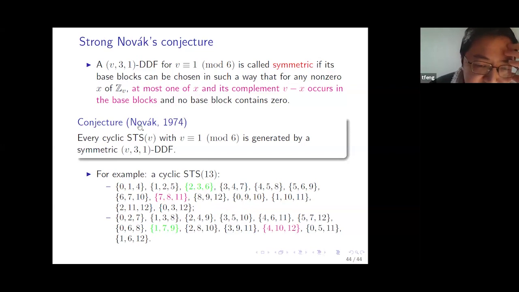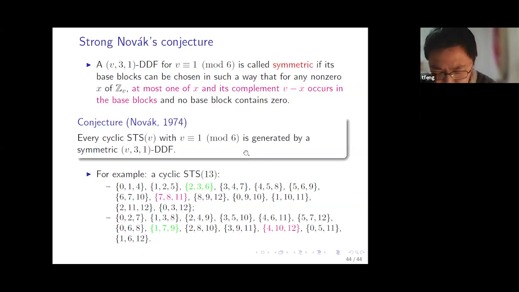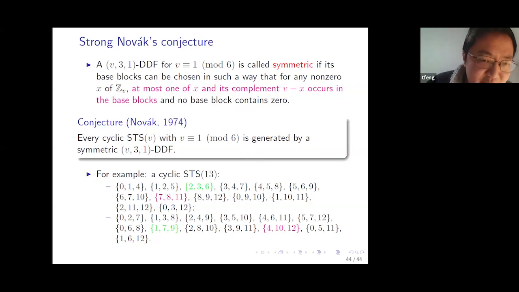So Novak made a stronger conjecture. He conjectured that every cyclic Steiner triple system can be generated by such a stronger disjoint difference family. So far, I don't know how to solve it, but small examples show that we believe the conjecture should be true. This is my lecture today. Thank you.